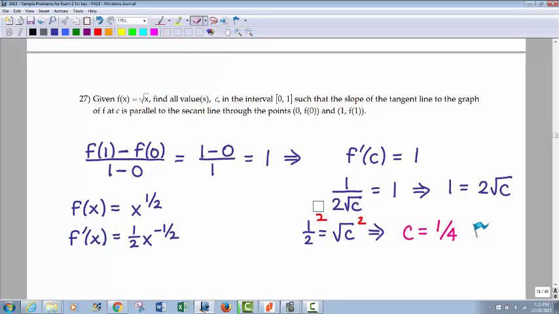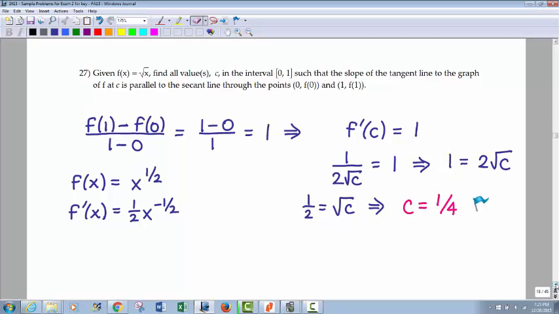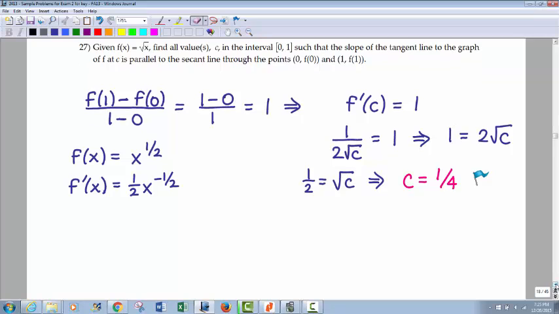1/4 is certainly in the interval 0 to 1. And like I said, we were guaranteed to get at least one answer that fit in there, and it had to be in that interval. So the value where the tangent slope is parallel to the secant slope would be at 1/4. The c is basically your x. If you want to know the exact point on the graph, you can plug the 1/4 in: square root of 1/4 is 1/2. So the x value is 1/4, but the point would be (1/4, 1/2).